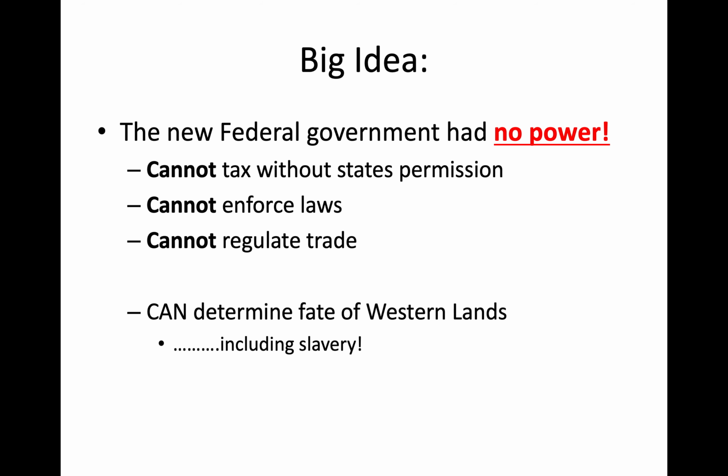Who made this government? Gumby? Now, one thing that they do well is determine the fate of Western lands, including slavery. So here's a big thing, looking forward to the next units. The federal government sets a precedent that we can determine slavery in new territories. Like the Kansas-Nebraska Act, Compromise of 1850, Missouri Compromise.